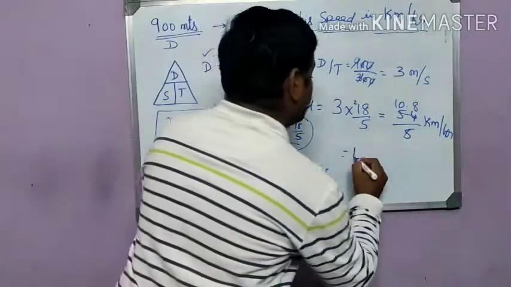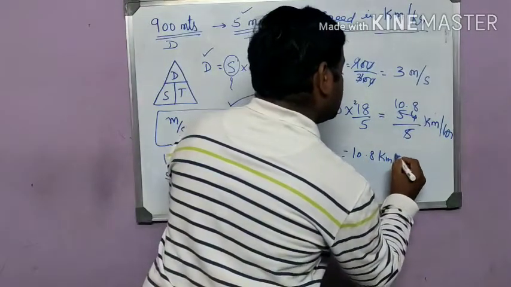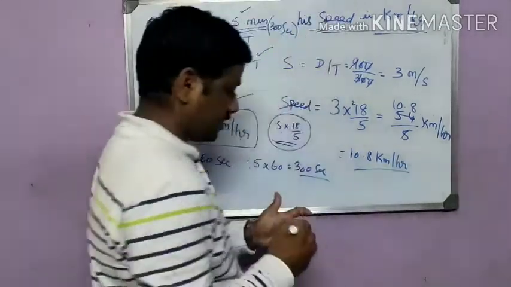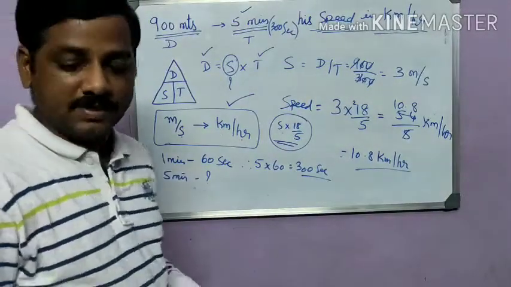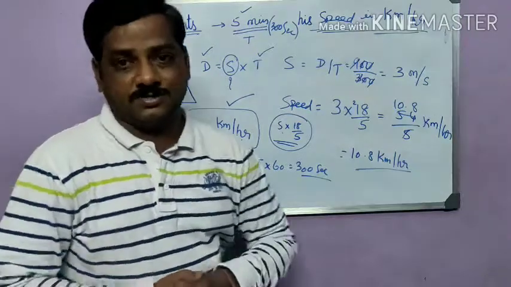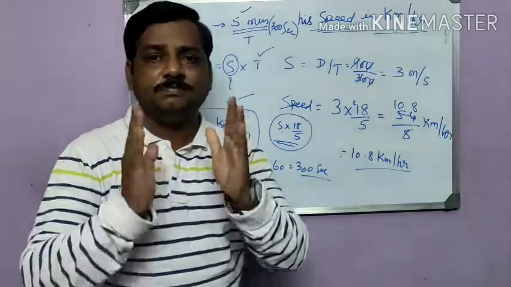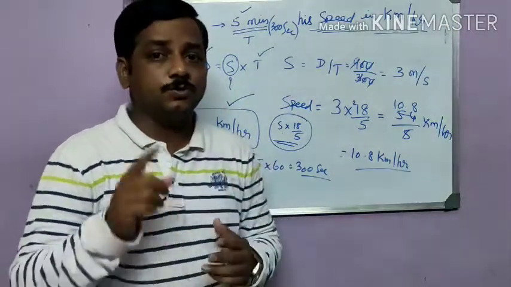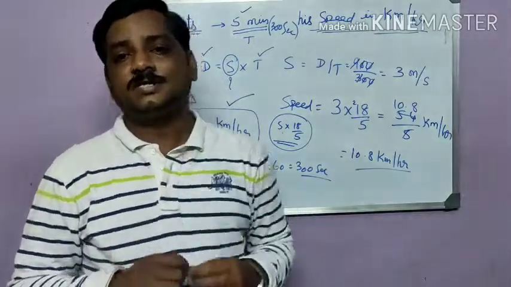5 ones are 5, so the answer is 10.8 kilometer per hour. This is the answer. The question looks very simple, but it is very tricky. One simple trick is they have changed the units. Always you need to understand the basic concepts. That's why I told you to go through my previous video to understand the basics.